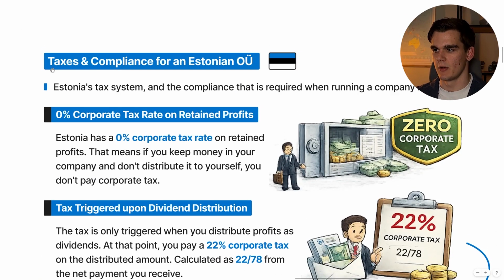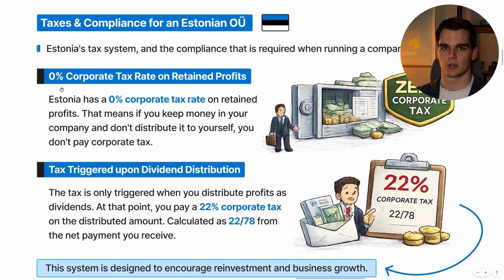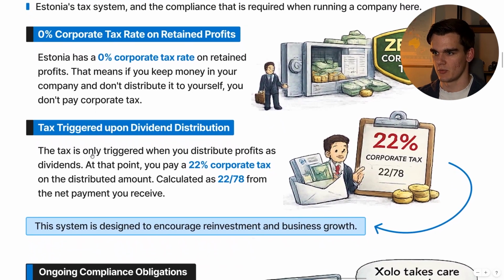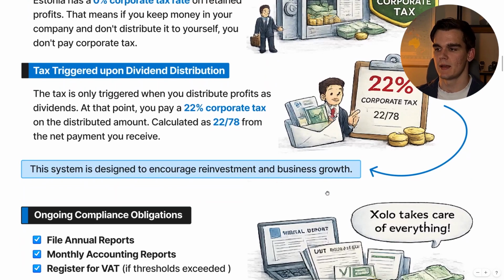Now let's also talk about Estonia's tax system and the compliance that is required when running a company here. And the main marketed thing is Estonia has a 0% corporate tax rate on retained profits. That means if you keep money in your company and you don't distribute it to yourself, you don't pay corporate tax. The tax is only triggered when you distribute profits as dividends. At that point, you pay a 22% corporate tax on the distributed amount, calculated as 22 to 78 from the net payment you receive. This system is designed to encourage reinvestment and business growth.